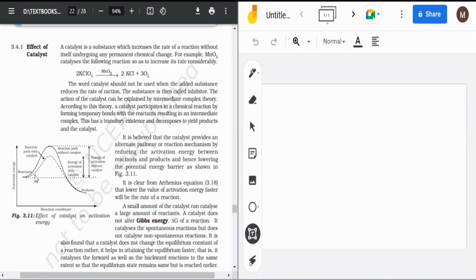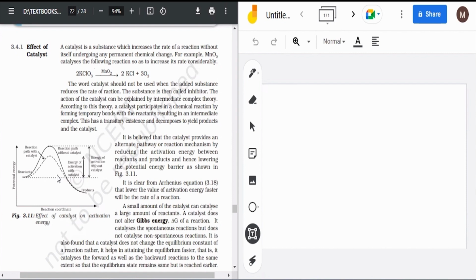Like here, without catalyst, we have to give this much activation energy. But with catalyst, we have to give just this much activation energy, and the reaction is completed in a faster manner. It reduces the time for the reaction. So what does a catalyst basically do?